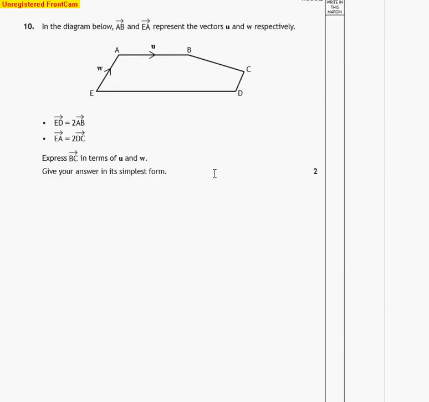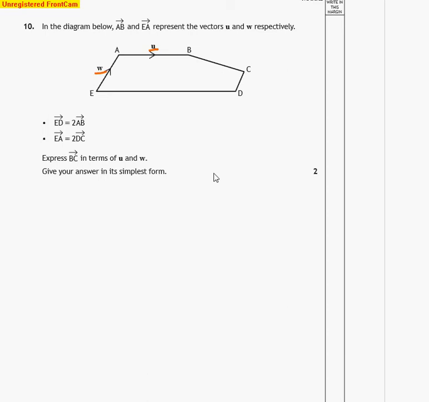Okay, vectors. In the diagram below, we've got AB and EA, and they're represented by vectors U and W. Okay, so I'm just going to highlight them. So there's U, and there's W. So U and W. Okay, cool.